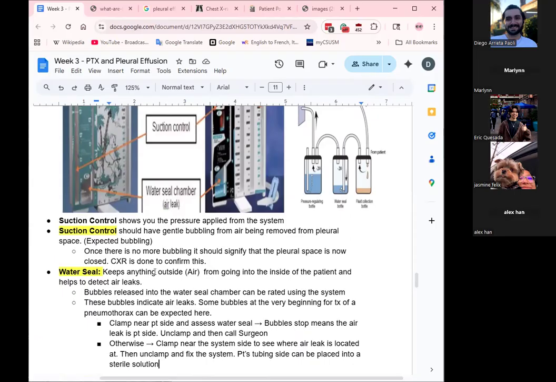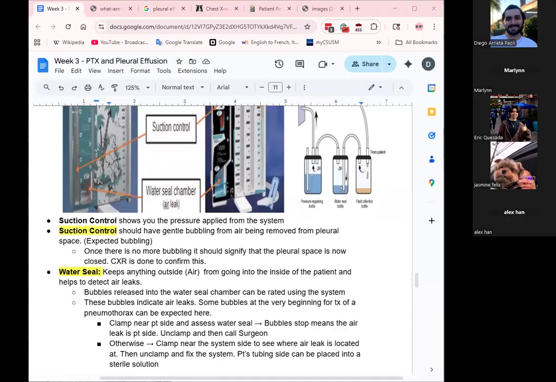So bubbles equals air leak. If you clamp at the patient side, you're taking the patient out of the equation. If the water seal still has bubbles, that means there's still an air leak, which means it's the system. In which case, because like I mentioned these are disposable, you can just replace the system. And if the bubbles stop, that means it's the patient side. And you can't replace the patient. Although, if you offer them AMA papers, maybe you can.